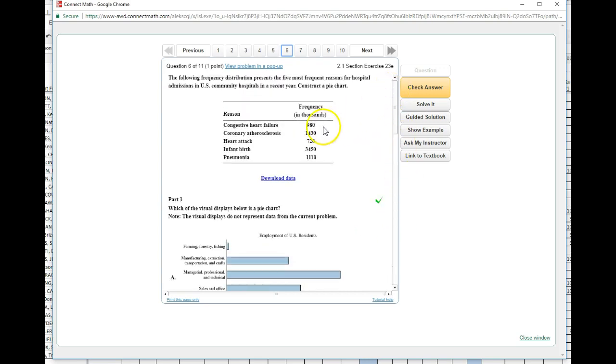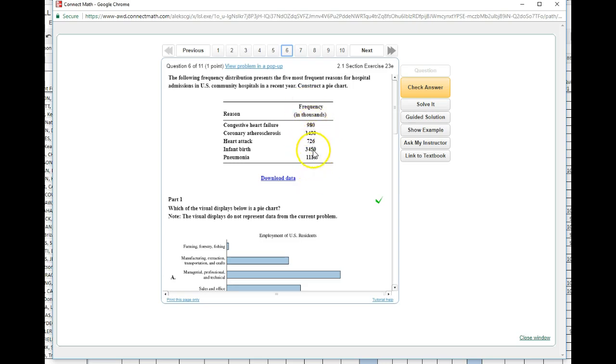Now we actually need to construct a pie graph, okay? So what we need to do is come back up to the very top and look at the frequency for each one of these: congestive heart failure, coronary atherosclerosis, heart attack, infant birth, and pneumonia. In order to get the number of degrees for each one of these, we're going to take the frequency, the 980, and divide it by the entire frequency. This is similar to relative frequency.